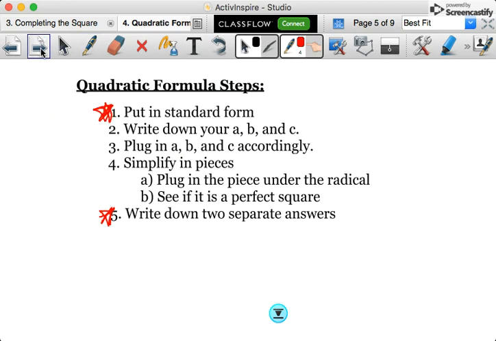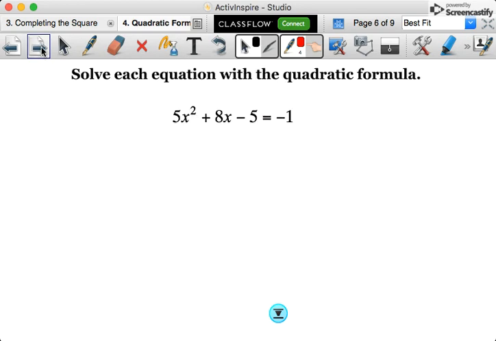So here are some steps. First, put it in standard form. Make sure it looks like ax squared plus bx plus c and it equals 0. That piece is really important. Write down your a, b, and c. Then you plug them in, and then we're going to simplify in pieces with our calculator. Then we're going to make sure that we write both our answers as two separate numbers. So without further ado, let's get started on a quadratic formula.